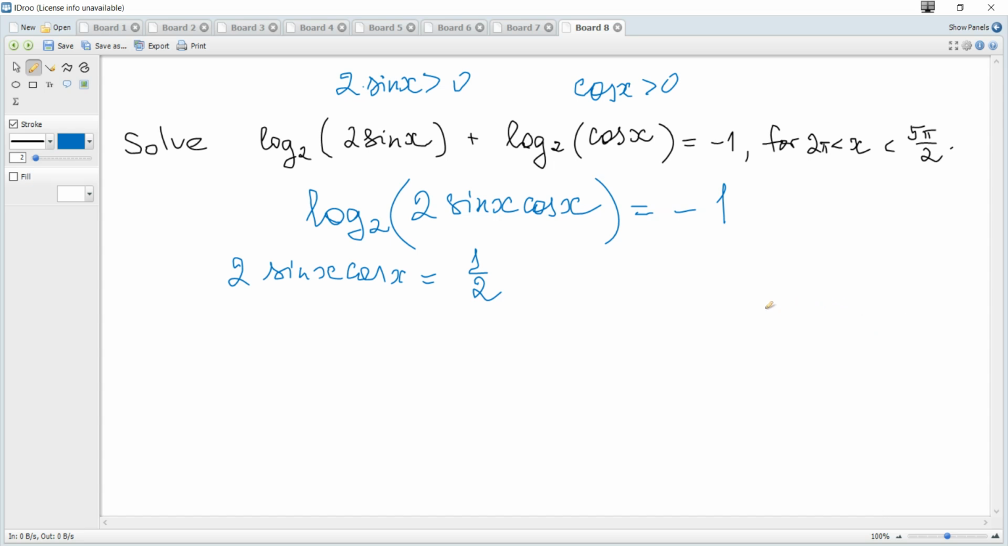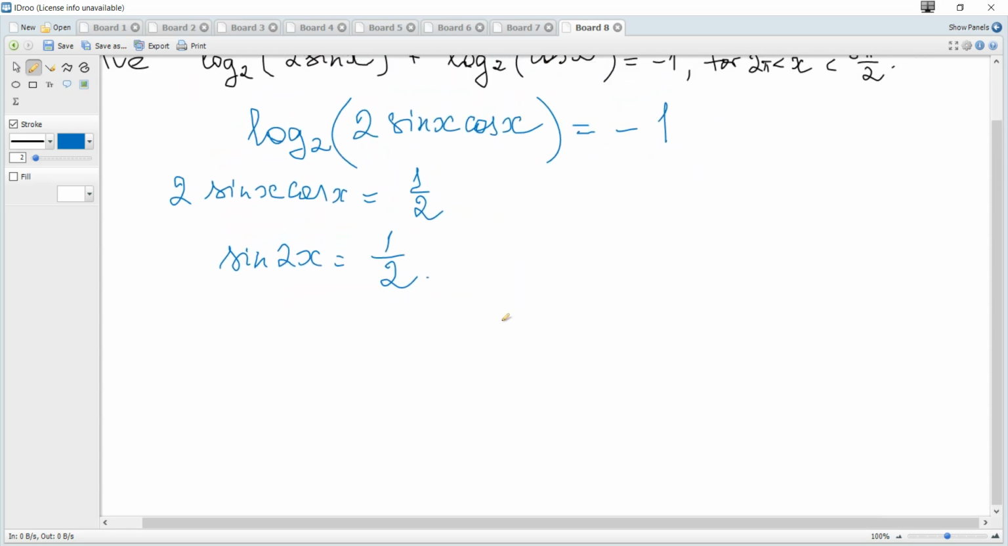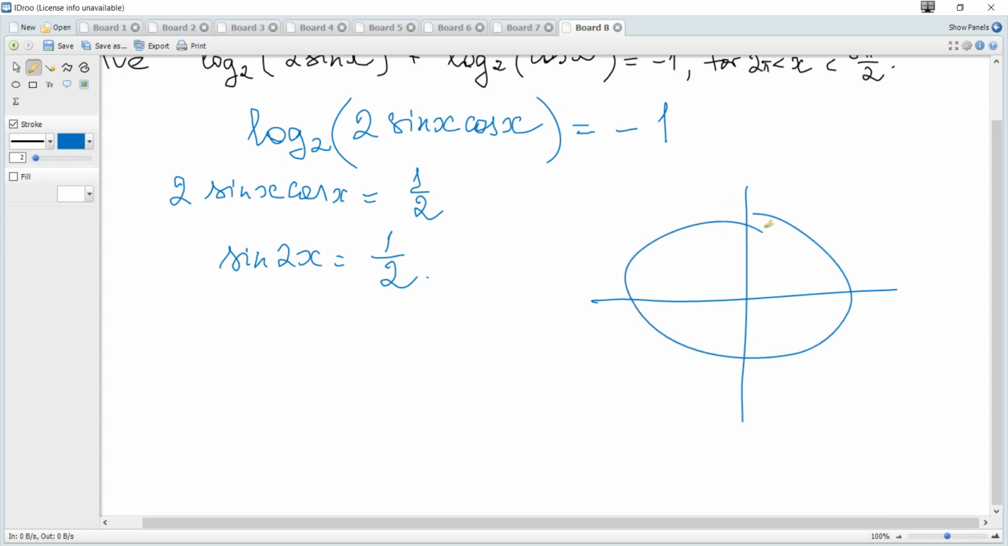And we get a trigonometric equation. How to solve this? We can see that 2 sine cosine is directly sine of 2x. It's the double angle formula, also given in a data booklet. So it's sine of 2x is a half. Then how to solve sine is a number? Using the unit circle. Sine is what?